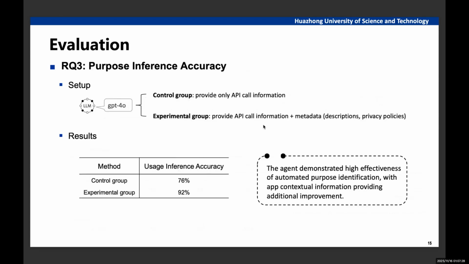In RQ3, we checked the agent's ability in identifying actual permission purposes through API call information and app context. The results demonstrate the effectiveness of our approach, with the app's contextual information providing some improvement.